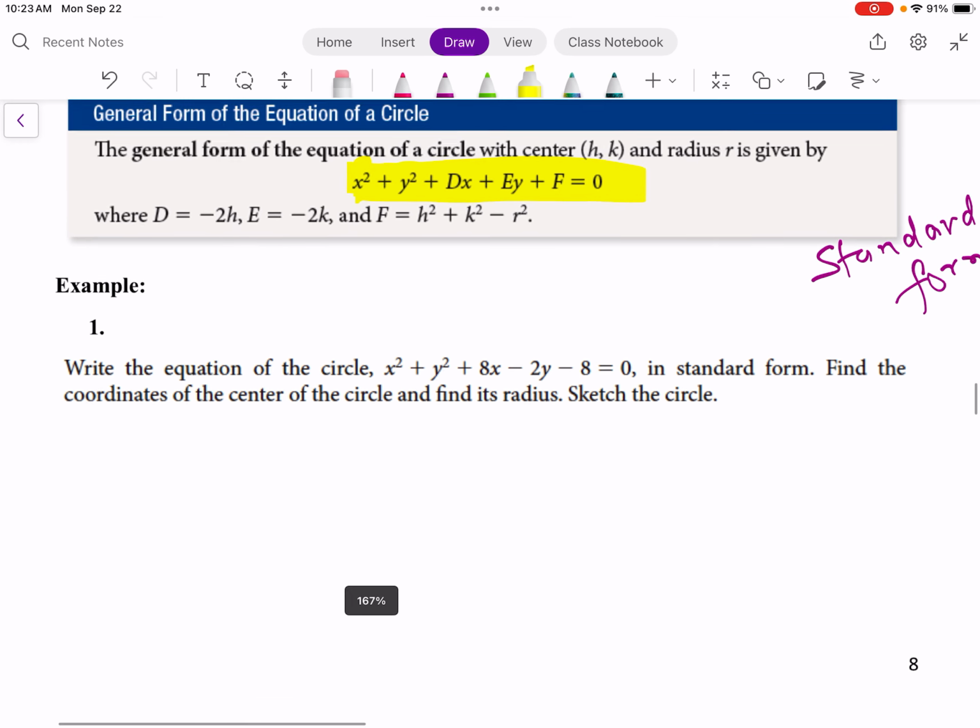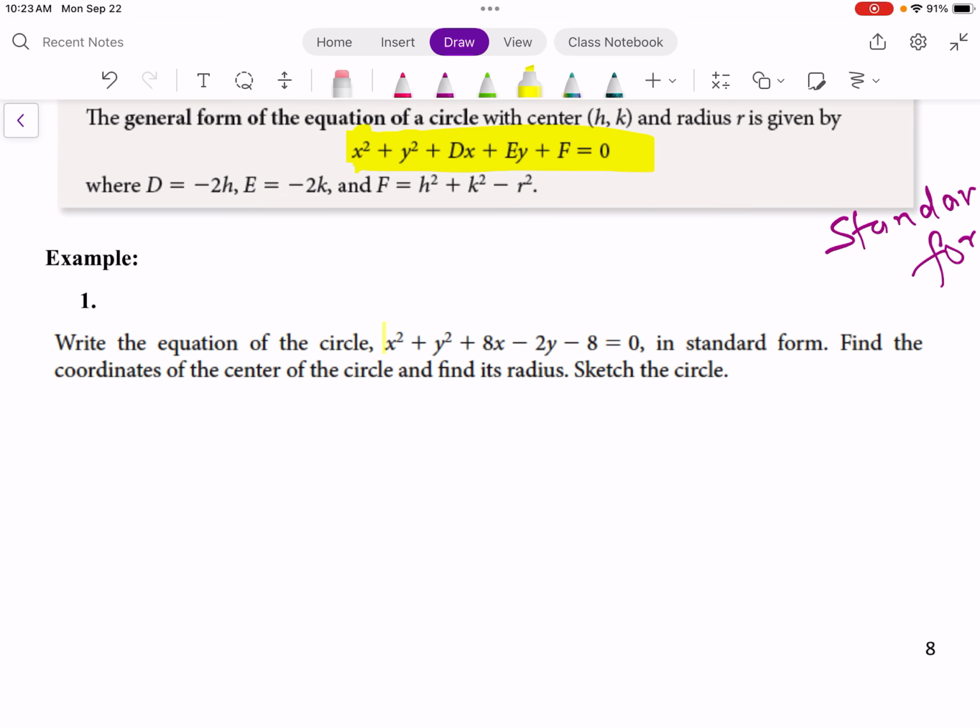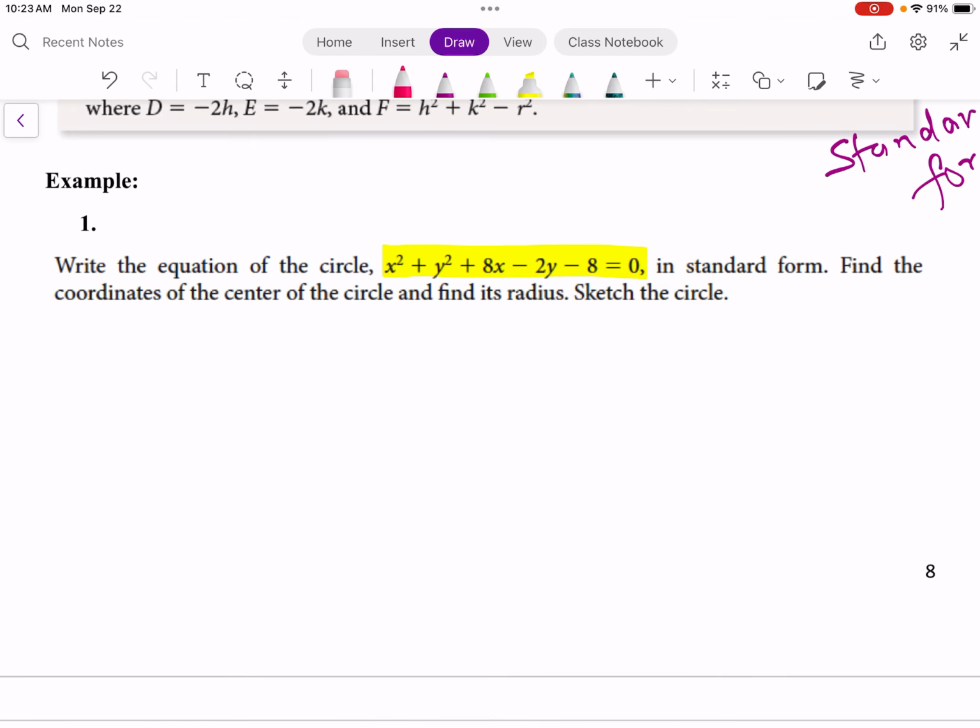Now in this example, we are given this equation of a circle. What form is this? We have x squared plus y squared plus 8x minus 2y minus 8 equals 0. Is it a standard form or general form? General form. And our target is rewriting this general form in standard form.